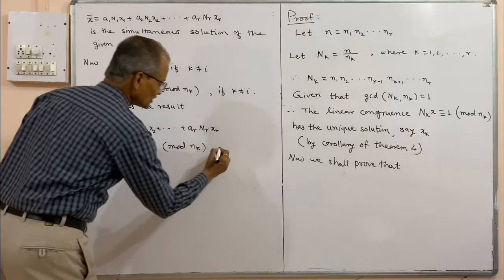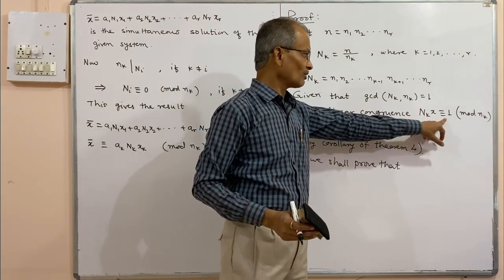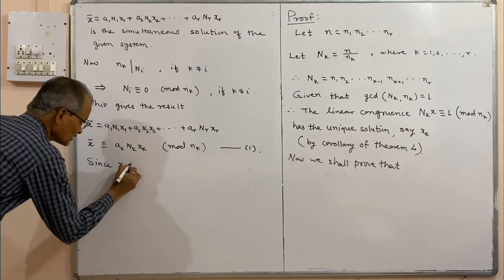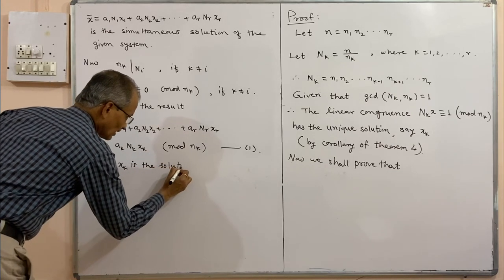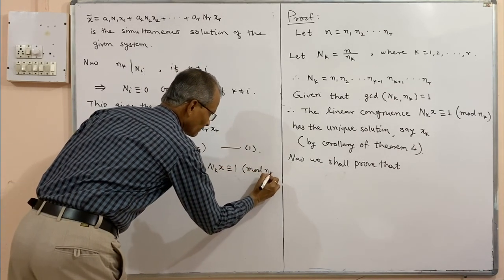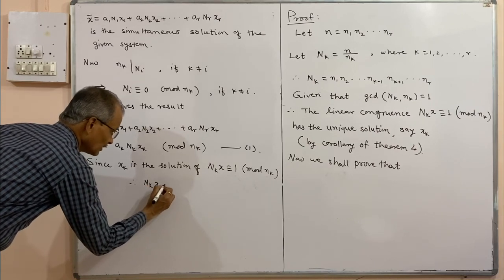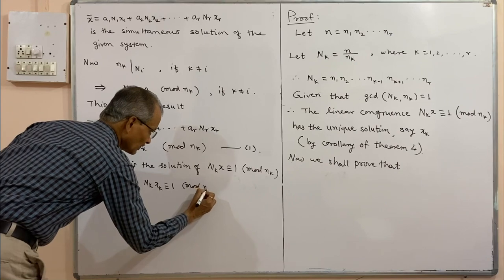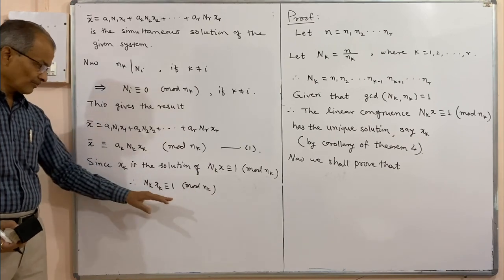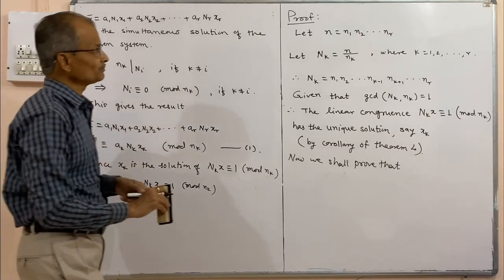And now we shall suppose this relation as 1. And here we have written the linear congruence Nk x congruent to 1 has solution xk. Or we can write, since xk is the solution of Nk x congruent to 1 mod nk. Therefore, Nk xk is congruent to 1 mod nk. Solution means it satisfies the congruence. This is the solution of this, means Nk xk is congruent to 1 modulo nk. Now we use this relation here. Nk xk becomes 1, congruent to 1.